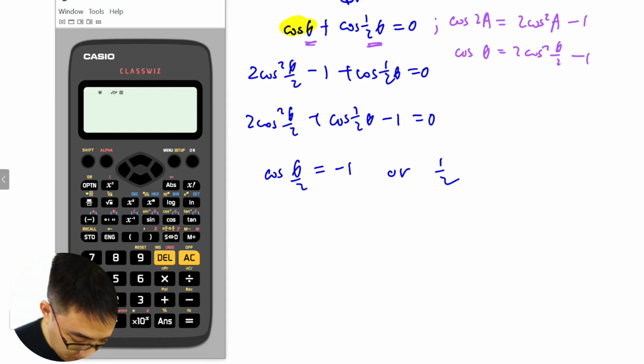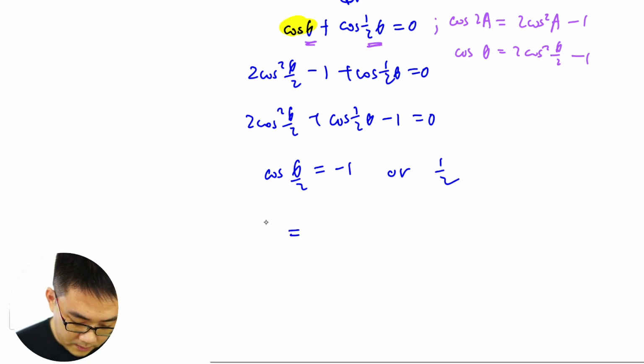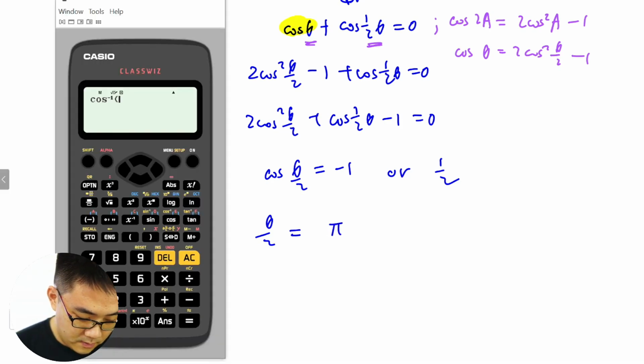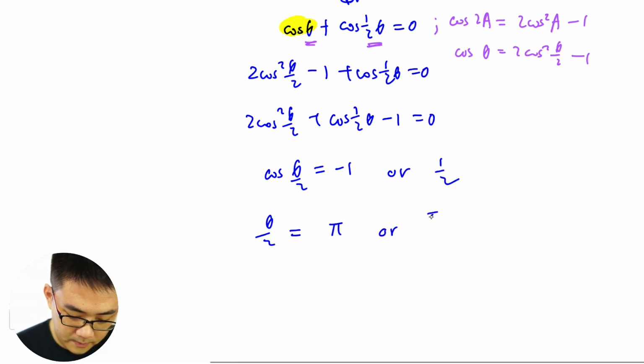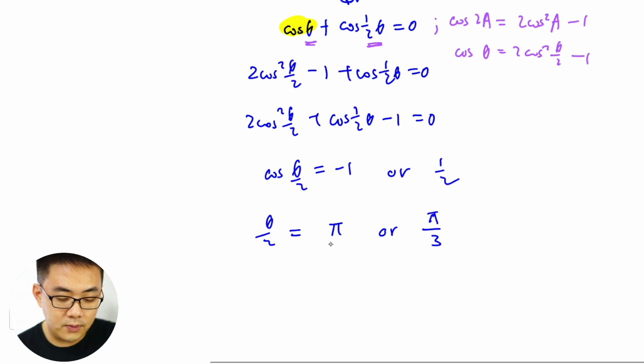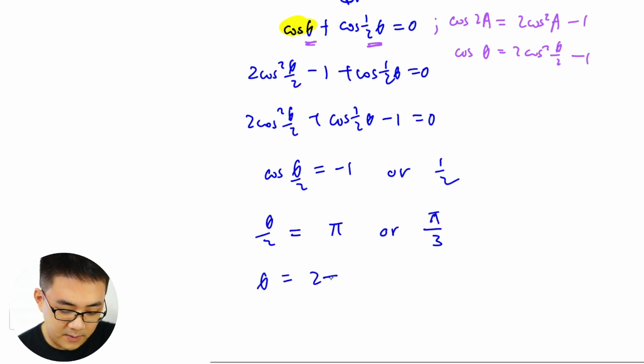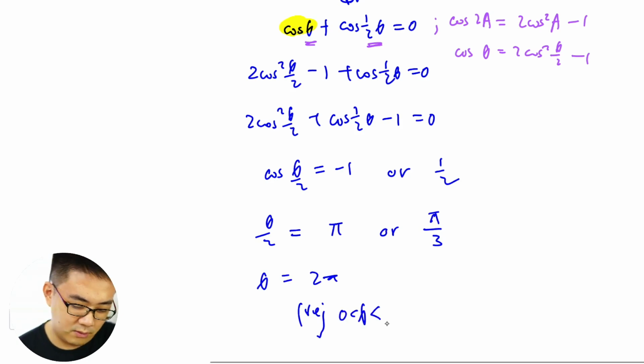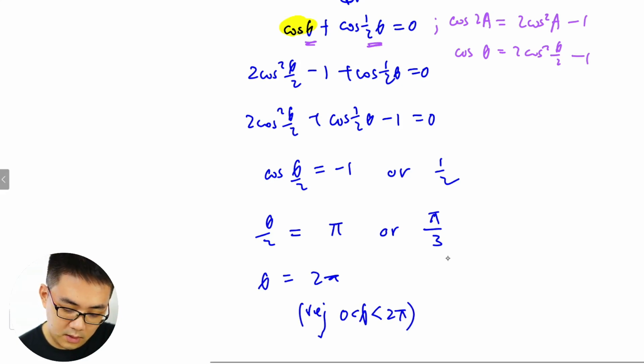Just cos inverse negative 1, that is 180 degrees, pi, and then cos half is 60 degrees. Obviously we do not want this one because 2 pi doesn't make sense, reject. Theta is between 0 and 2 pi, so this one will be theta equals 2/3 pi.